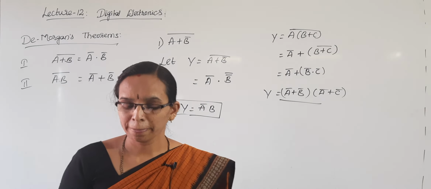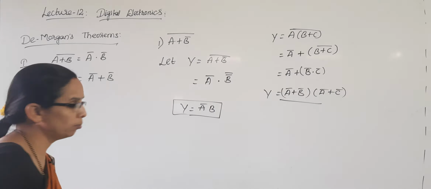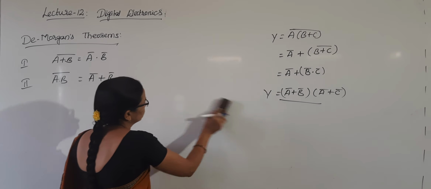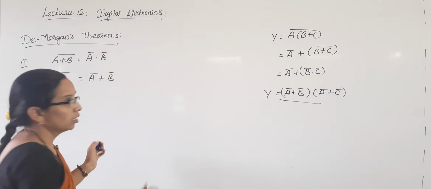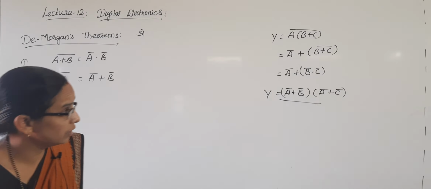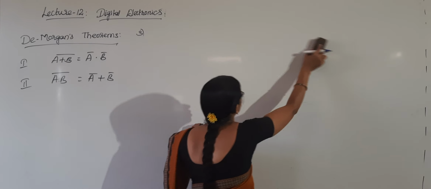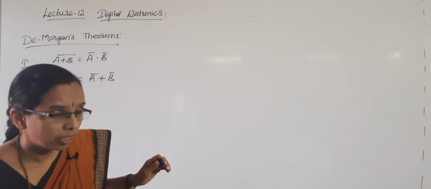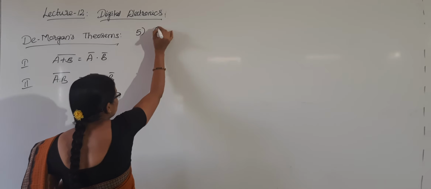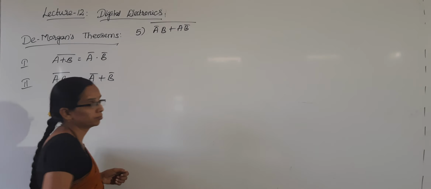The next one is (a bar b plus a b bar) whole bar. I guess it's the fifth one, because in the last class we have solved up to 4 problems. Now the fifth one is (a bar b plus a b bar) whole bar.